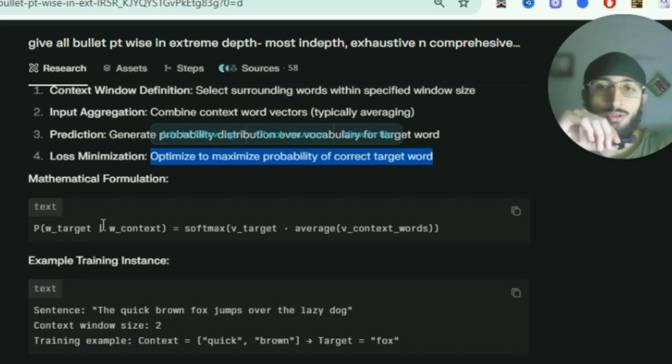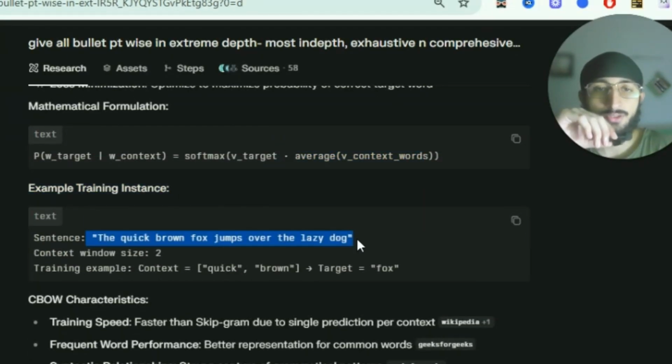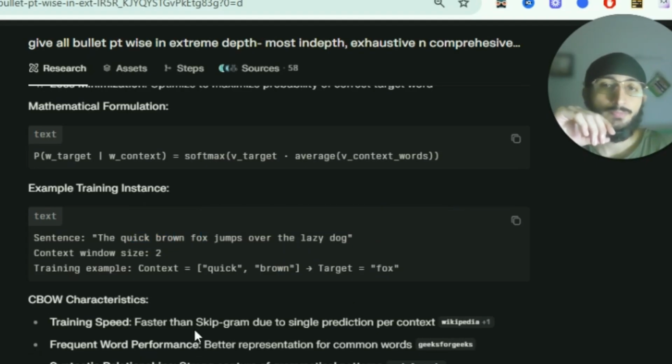Now, mathematical formulation. Probability of word target given the word context is softmax of word target dot average of word context words. So example training instance, sentence given is the quick brown fox jumps over the lazy dog. Context window size is 2. Let us take the training example where context is quick and brown, target is fox, right?